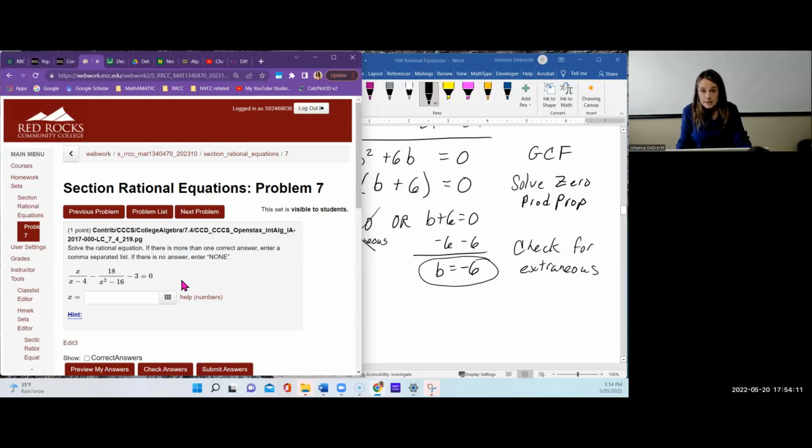0 times anything is 0, so it stays 0 on the right. There will be some values that x cannot be, namely 4 and -4. You'll need to check for extraneous solutions, but I'll leave it to you to do this one at home. Let's see if there's another problem that we'd like to tackle here in this video.